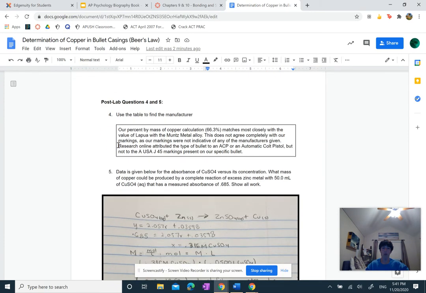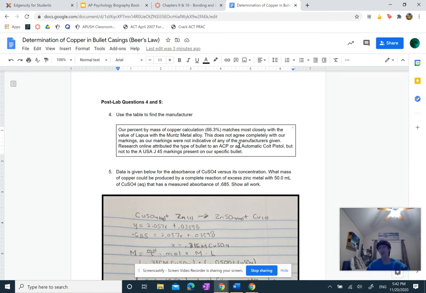So then for 4, our percent by mass of copper looked like it was between the manufacturers of Lapua and Lapua, Lapua at 75% and Lapua at 62% copper. But we got 66.3, which is almost like the average between the two manufacturers. So we figured it was somewhere in between, the Muntz metal, and we figured it must have been that one.